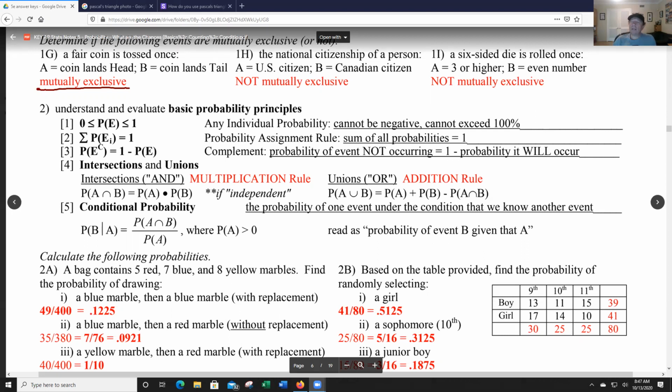And then the next one, a six-sided die is rolled once, a 3 or higher or an even number. Well, a 3 or higher is a 4, a 5, and a 6, and an even number is still there. So those can happen at the same time. So those are called not mutually exclusive, meaning they can happen at the same time. It's a double negative.